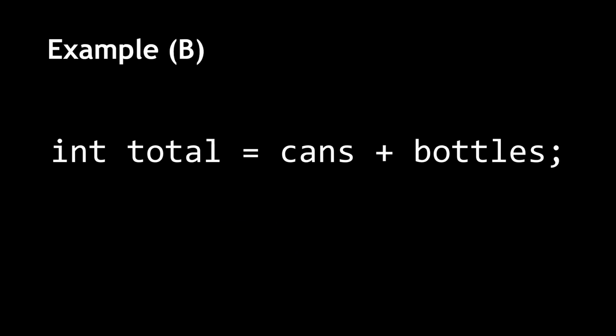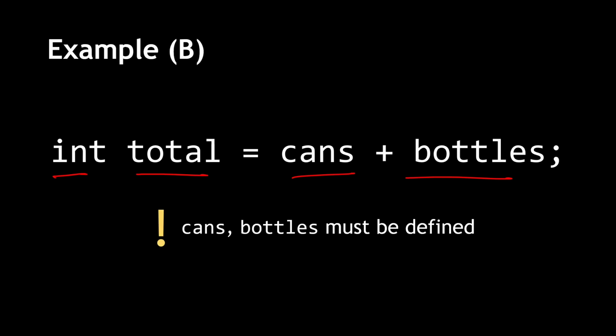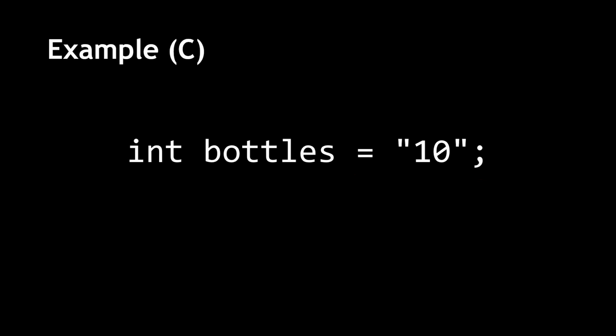In this example, notice that the type is specified, the variable name total is specified, and it's initialized to this expression cans plus bottles. Now, this would be a valid expression if and only if the variables cans and bottles are defined themselves. If the variables cans and bottles are not defined, then this would be incorrect. In this example, we can notice an initialization. We have the type, the variable name itself, and the value 10.